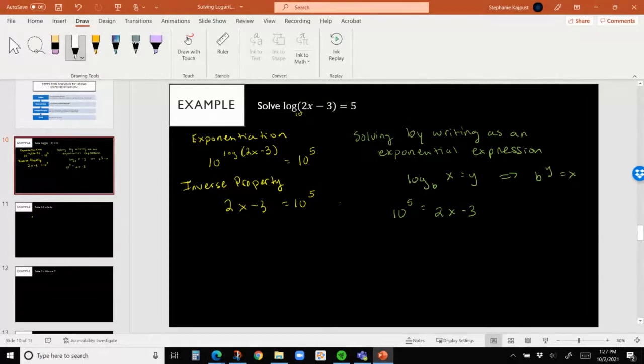Okay, so we need to solve. We've rewritten it. We have 10 to the 5th equals 2x minus 3. So we're just solving for x. So 10 to the 5th is a 1 with 5 zeros. So that comes out to 100,000. And this equals 2x minus 3. So now we're just going to solve for x. So I'm going to add 3 to both sides. We get 103.